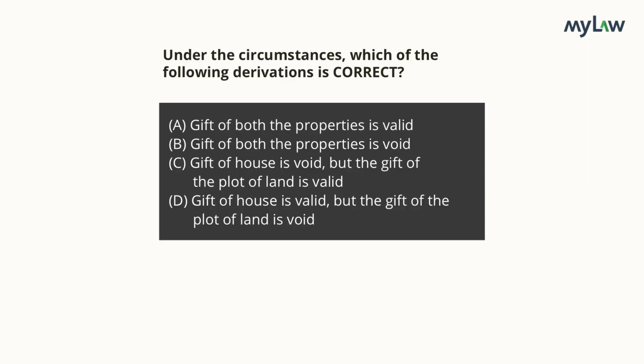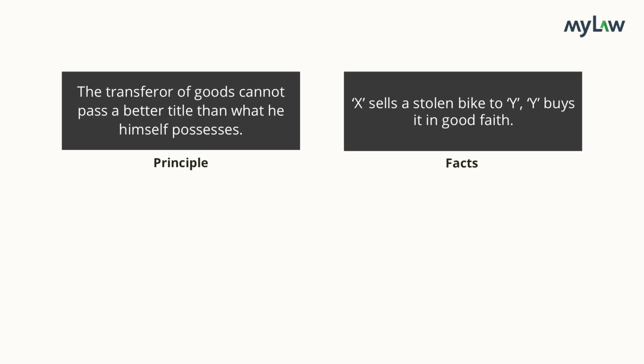Let's choose from the options now. Option D, gift of house is valid but the gift of the plot of land is void, is the closest to our conclusion and should be our answer. Let's try another question. Principle. The transferor of goods cannot pass a better title than what he himself possesses. Facts. X sells a stolen bike to Y. Y buys it in good faith.